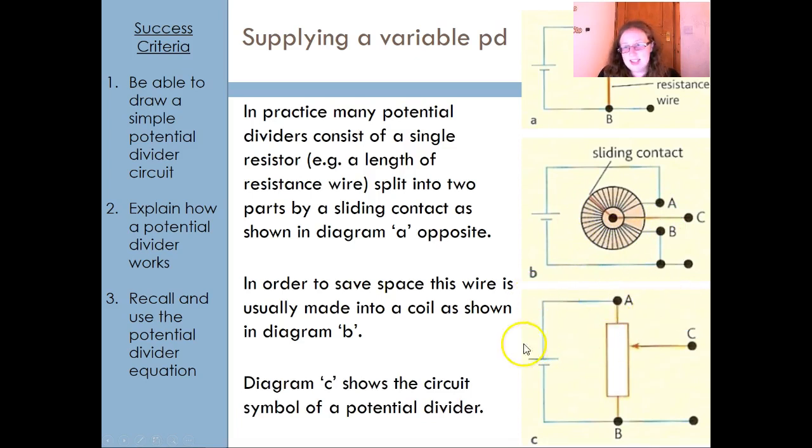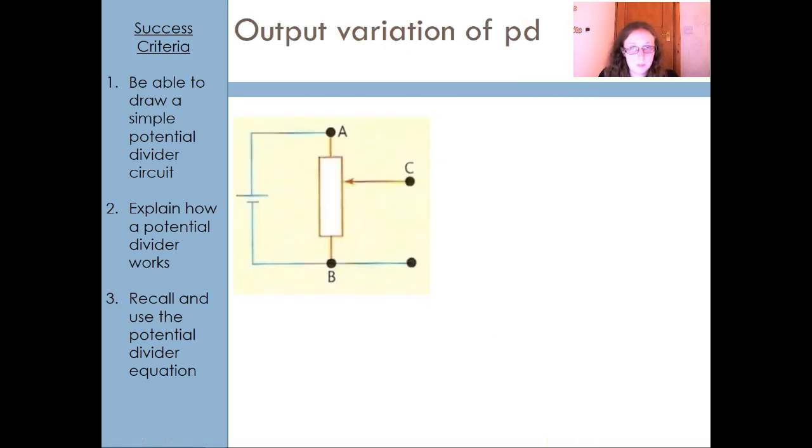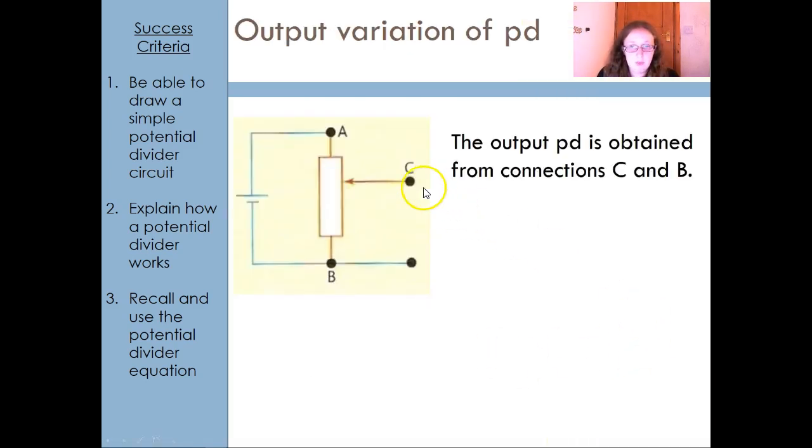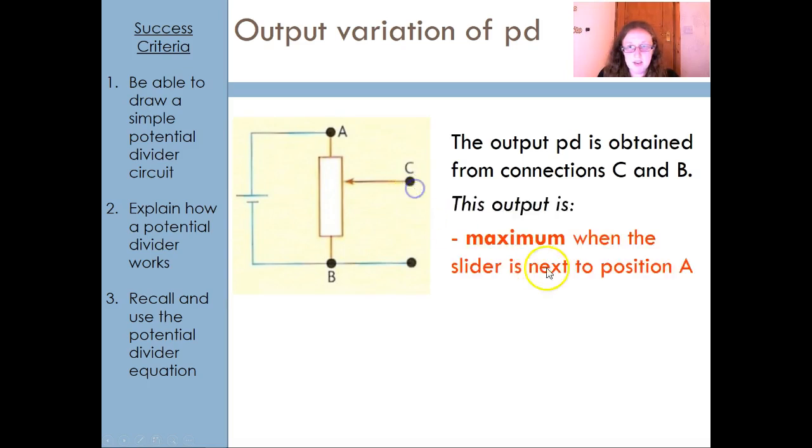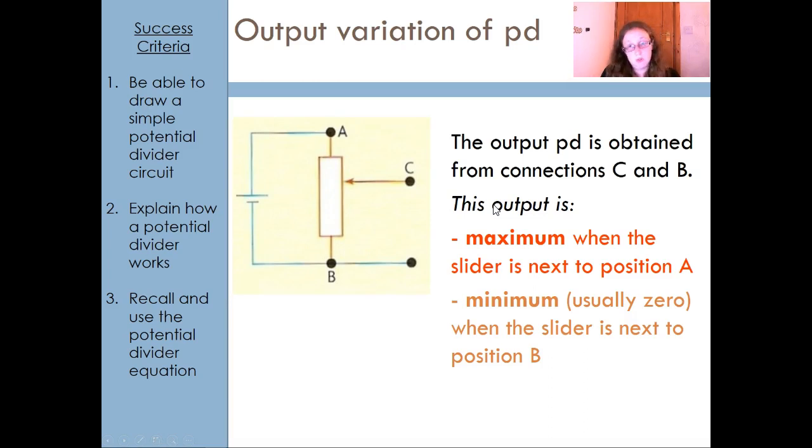And this is the symbol for a potential divider circuit. So this is a resistor, and then we show that we've got a flying contact. That's what this arrow means, a flying contact, one that you can move up or down. And in this case, the thing I was interested in powering would probably be here, so that I can change how much voltage it gets by changing the ratio of the resistances. So output is by connecting from C and B, and this output would be a maximum when the slider is at A, and a minimum, normally 0, when the slider is in position B.